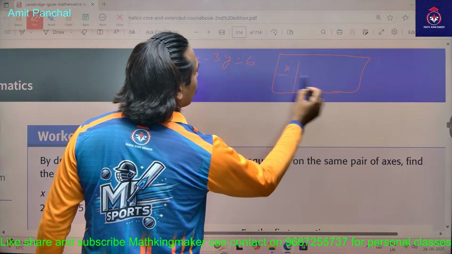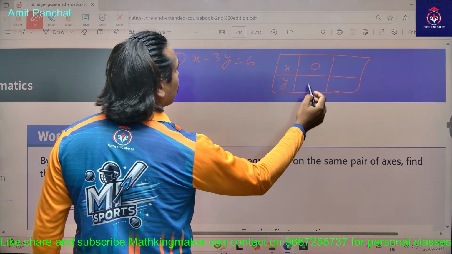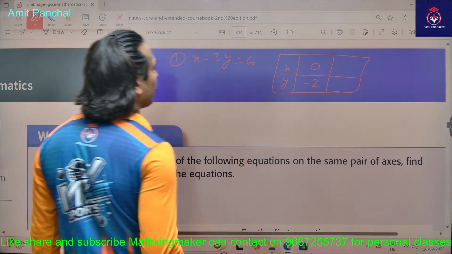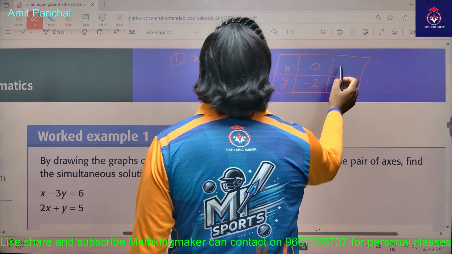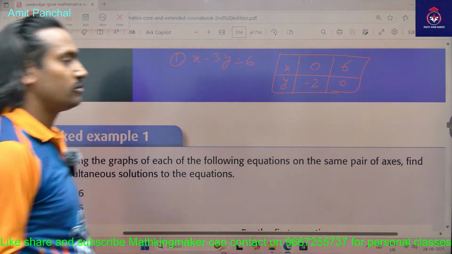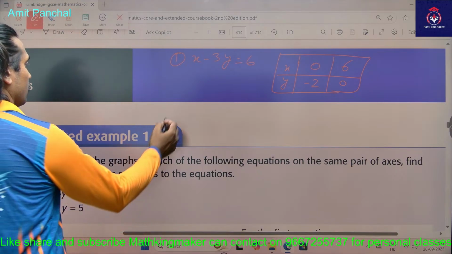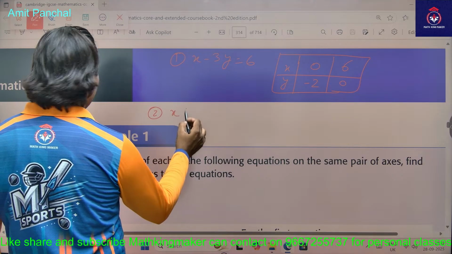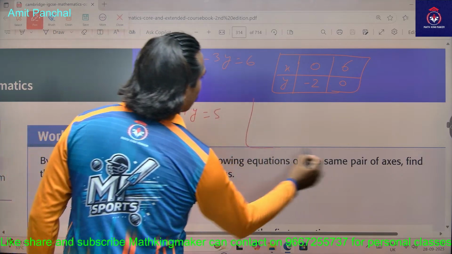Okay, just take it as x and y. So 0 was x, then minus 2. Second one, I did 6 and then 0. Yeah, you are right. And then for the next equation, I did x is 0 and y is 5.